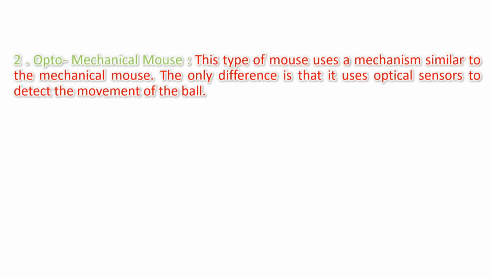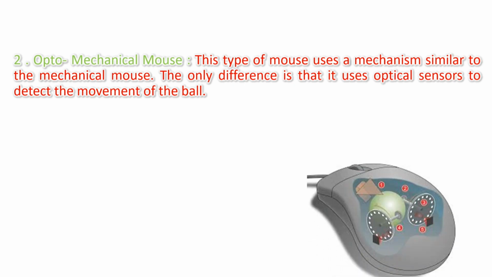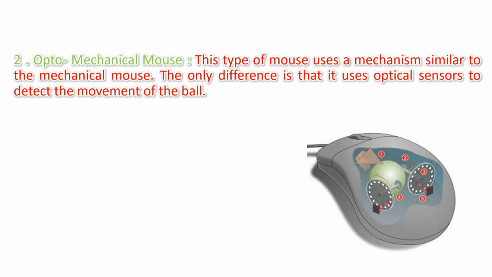Next type of mouse is the optomechanical mouse. This type of mouse uses a mechanism similar to the mechanical mouse, and the only difference is that it uses an optical sensor to detect the movement of the ball. As you can see here in the figure, different sensors are attached inside the mouse.